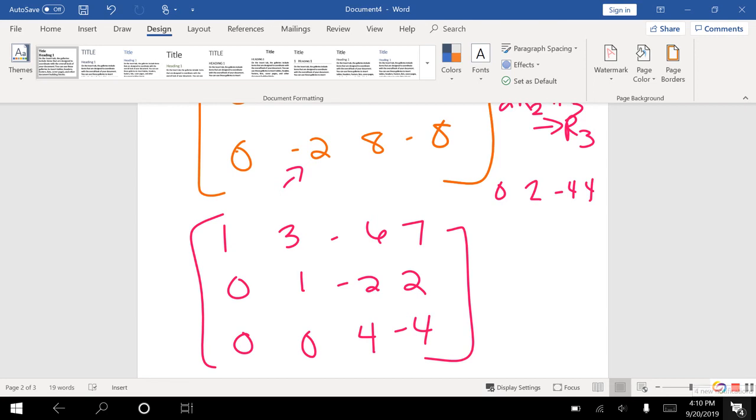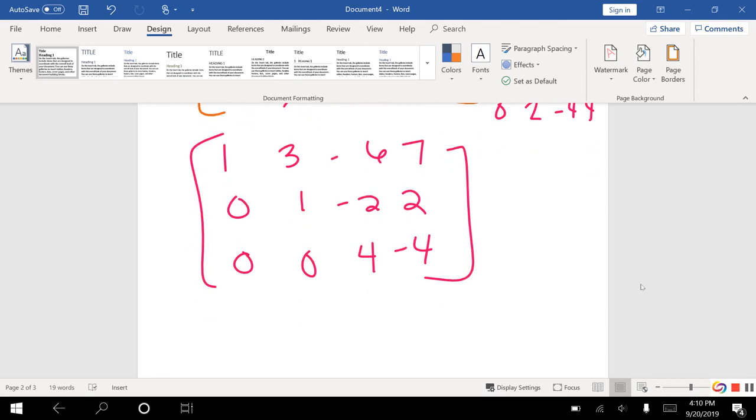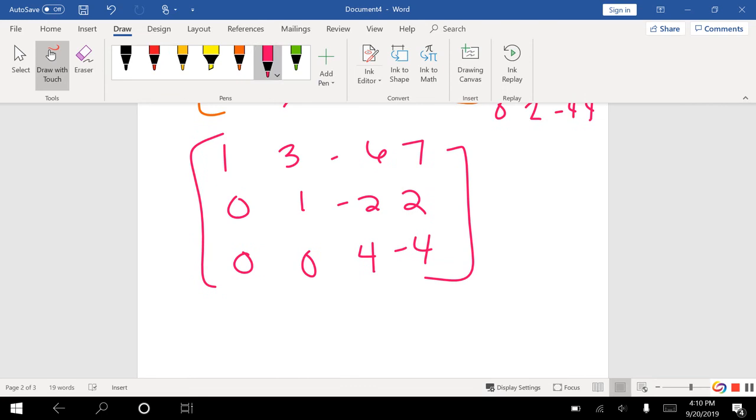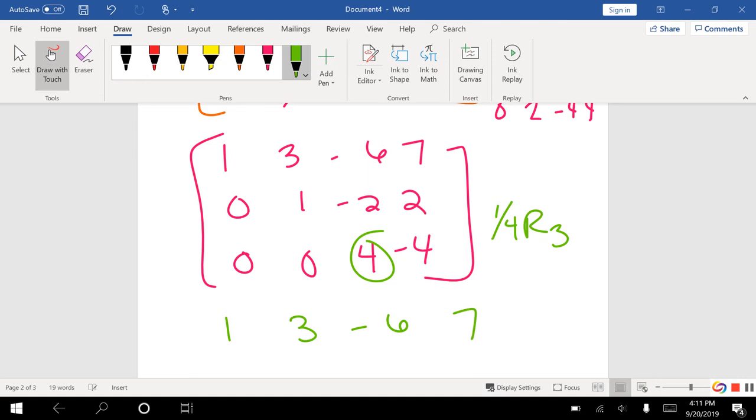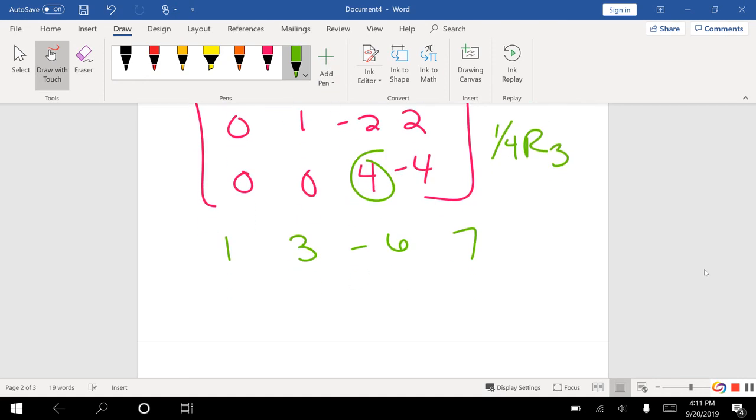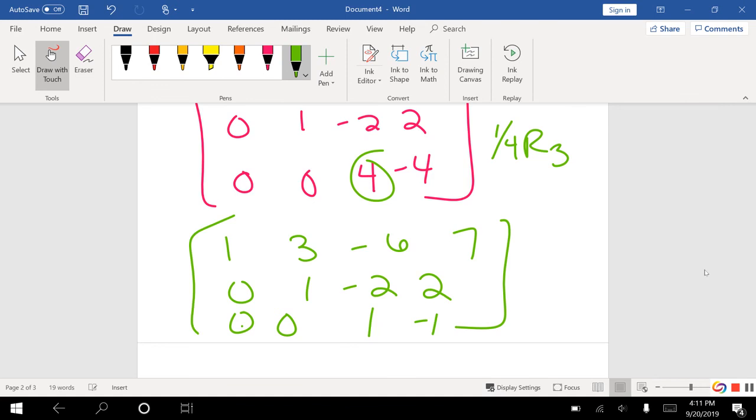Now at this point, I have all the zeros I wanted. And you can see by getting the zeros first, it does help expedite things. So all I need to do is change this. So I'm going to do 1/4 times row 3. So 1, 3, negative 6, 7, 0, 1, negative 2, 2, and then 0, 0, 1, negative 1.